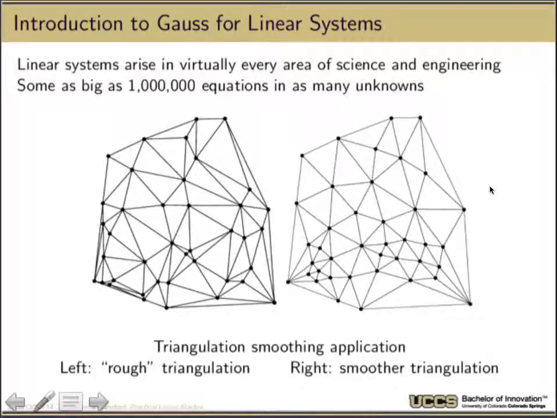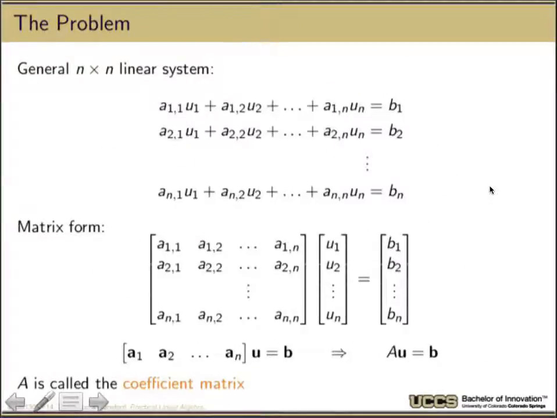This leads to lots of equations. So in general, we have an n by n linear set of equations, right? We have an n by n matrix, n unknowns, and our right-hand side. In fact, this could be n by m. It doesn't have to be square. A is called the coefficient matrix for our linear system.